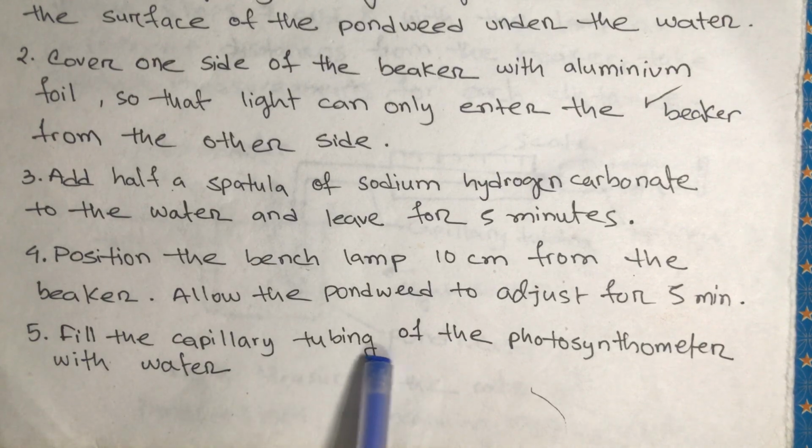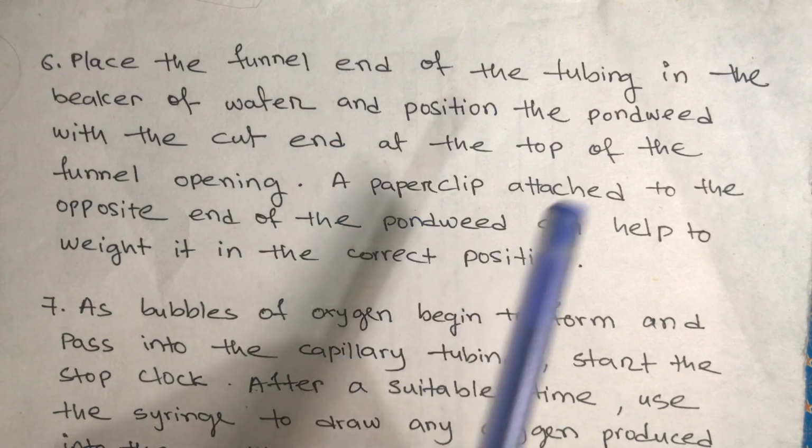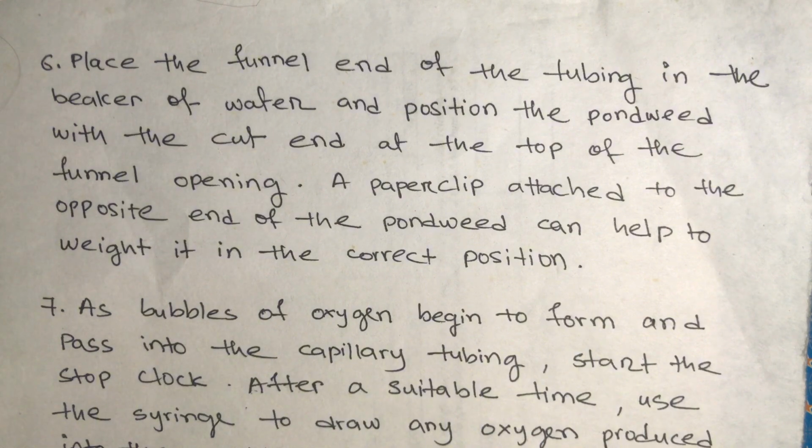Fill the capillary tubing of the photosynthesis with water. Place the funnel end of the tubing in the beaker of water and position the pondweed with the cut end at the top of the funnel opening. A paper clip attached to the opposite end of the pondweed can help to weight it in the correct position. Like, the pondweed will be in an upward direction, the roots will be up and the leaves will be down, so that when oxygen leaves from the roots it goes up the tubing. Okay.